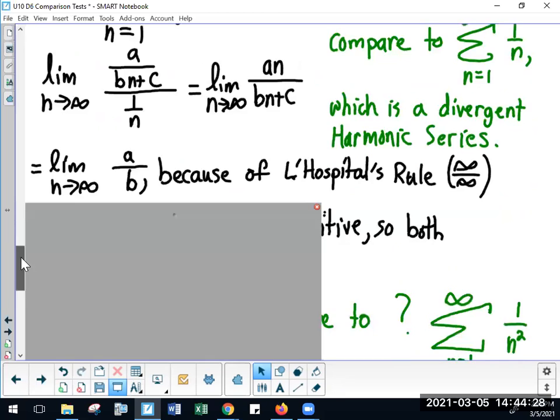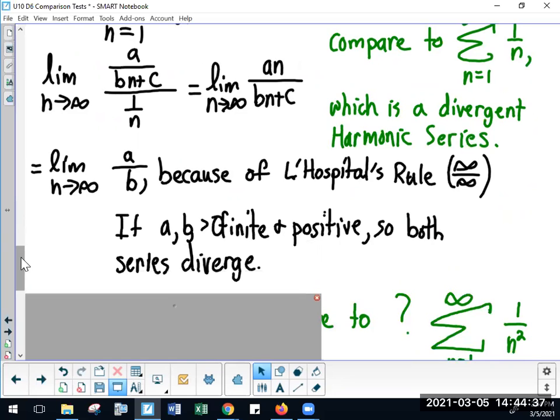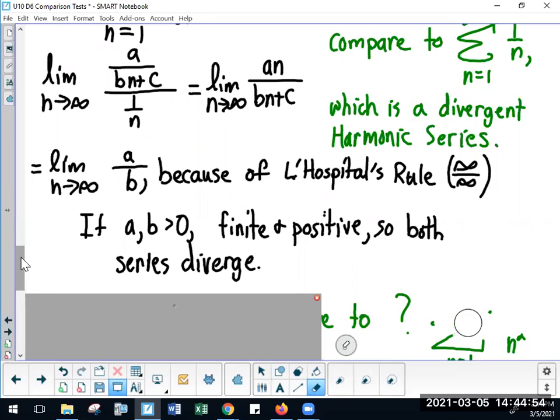Okay, now provided a and b are positive, our result is finite and positive, which means both series diverge. We got a finite and positive result from the limit comparison. That means both series diverge.